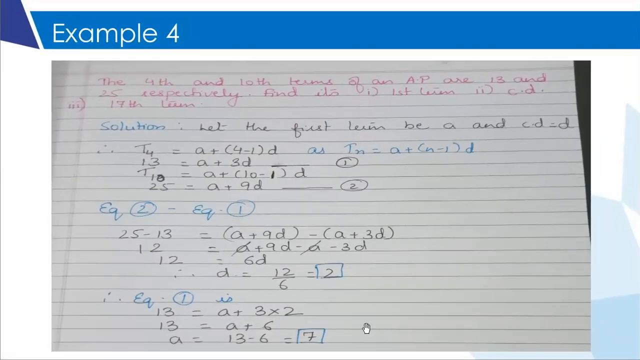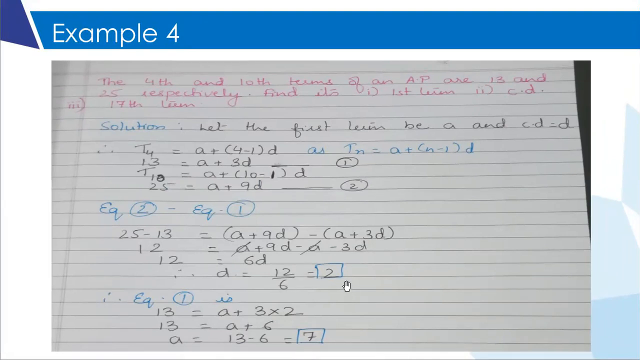Okay. So now d is equal to 2. Now equation 1 is 13 is equal to a plus 3d. So 13 is equal to a plus 3 into 2, which is 6. So a is equal to 7.